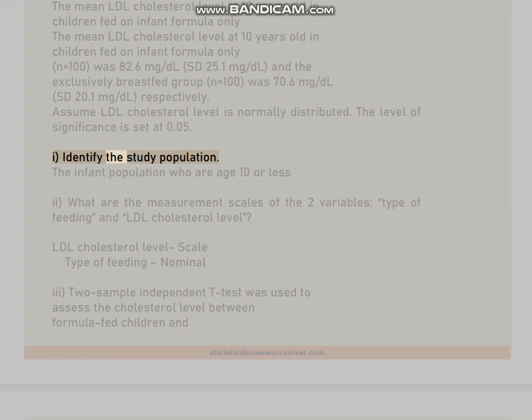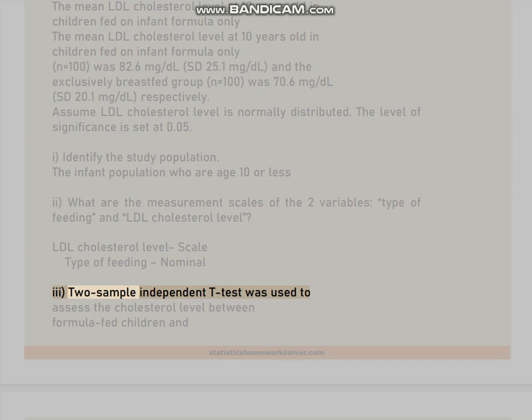1. Identify the study population. The infant population who are aged 10 or less. 2. What are the measurement scales of the two variables, type of feeding and LDL cholesterol level? LDL cholesterol level, continuous scale; type of feeding, nominal.